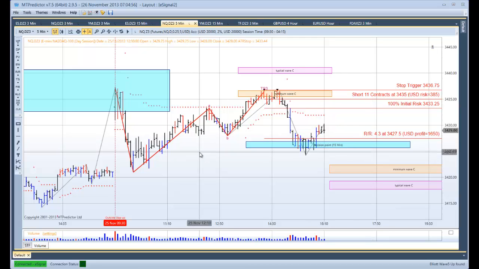So hopefully you all see how MTPredictor works in view of trading rather than forecasting, and how it works in allowing you to keep your initial risk or losses small and your profits large, and that is the most important point for any successful professional trader. That is why it's at the core of the MTPredictor software program.